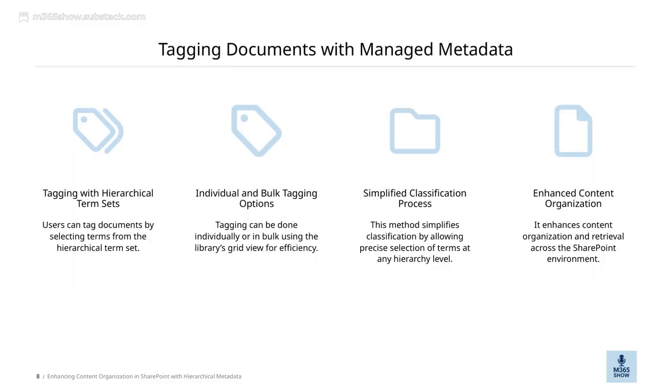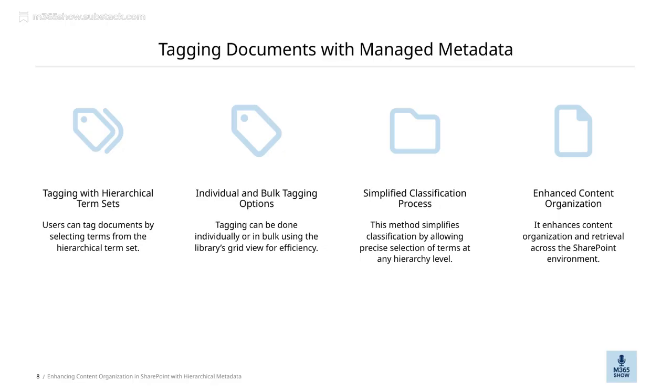Let's talk about how we can improve content organization in SharePoint through tagging with managed metadata. This approach really helps us make our content easier to find and manage across the entire environment. When we assign tags to documents, it streamlines the classification process, making it much simpler to categorize items accurately. You can do this either one document at a time or in bulk, which is especially useful when dealing with large libraries. Using the grid view, for example, allows us to tag multiple files efficiently.